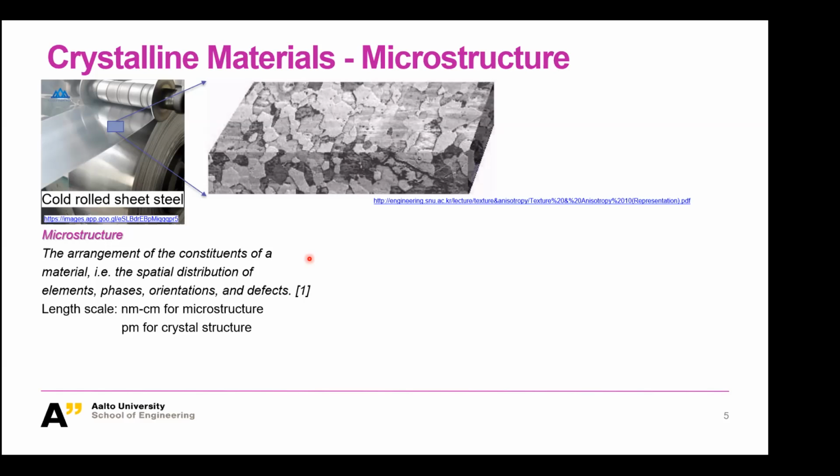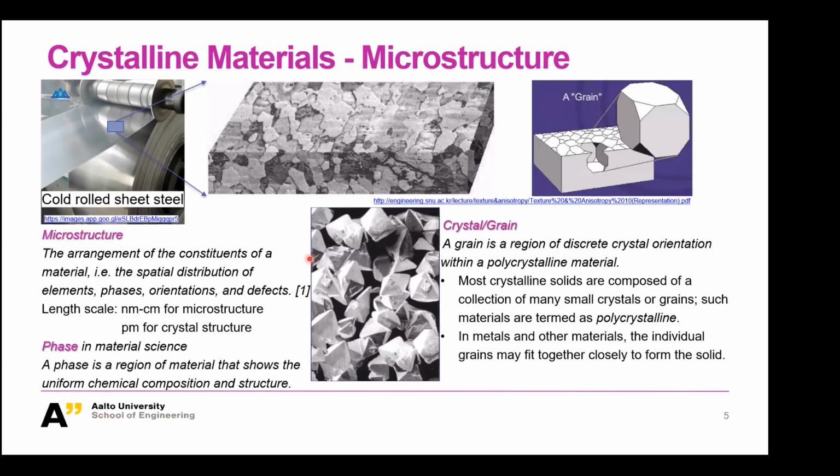Then what is a phase? A phase is a region of a material that shows a uniform chemical composition and structure. In one phase, it normally shows similar physical and mechanical properties. And what is a grain? A grain is a region that shows a uniform orientation. In a single crystal, there is normally only one grain with one orientation. But in polycrystals, it is always a composite of many different grains.